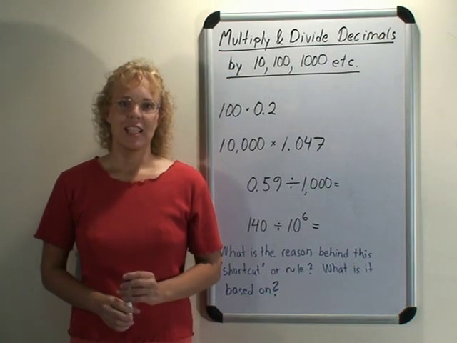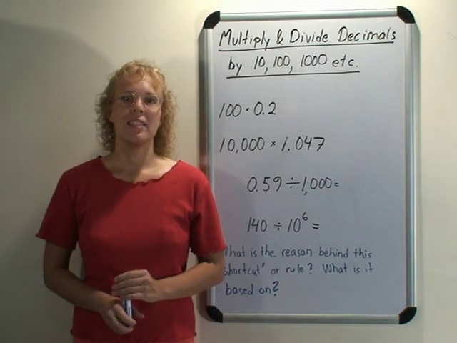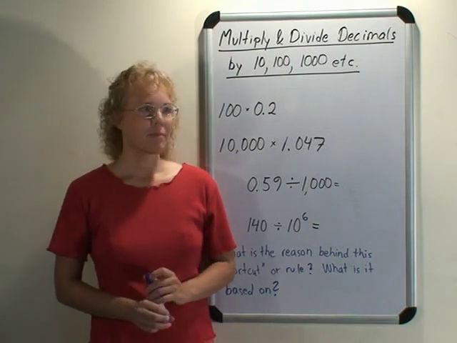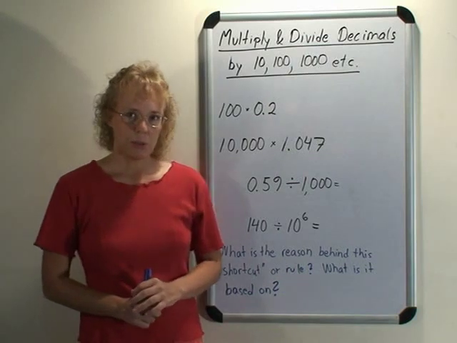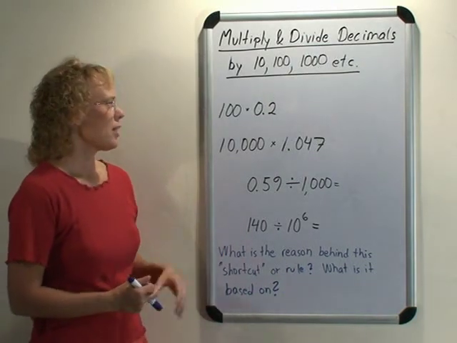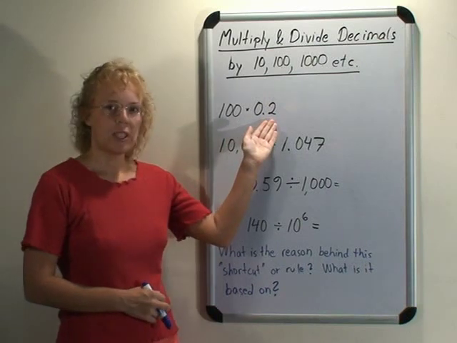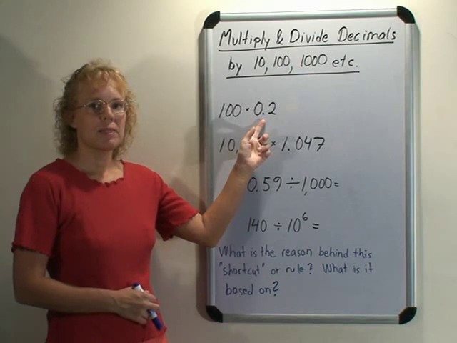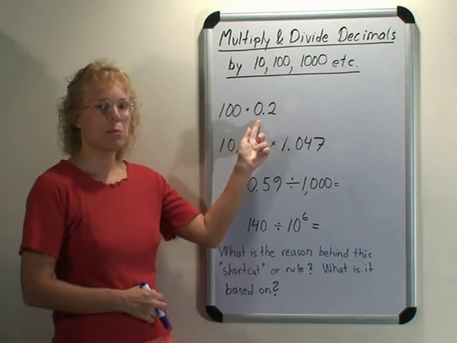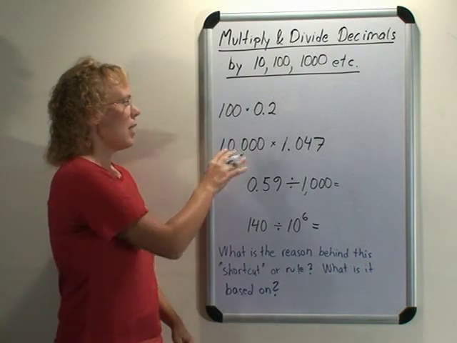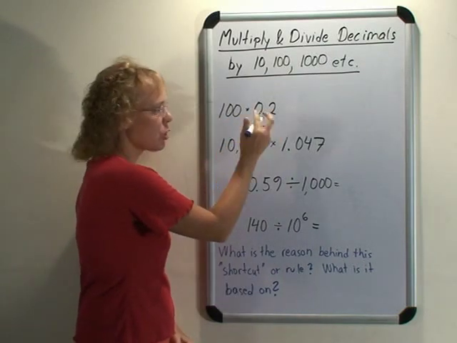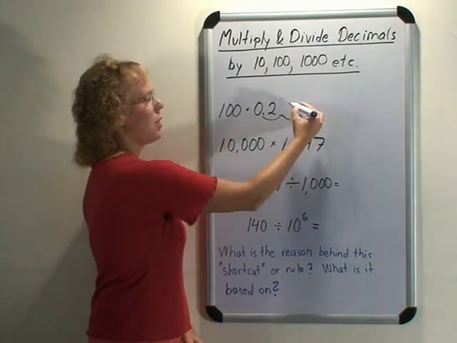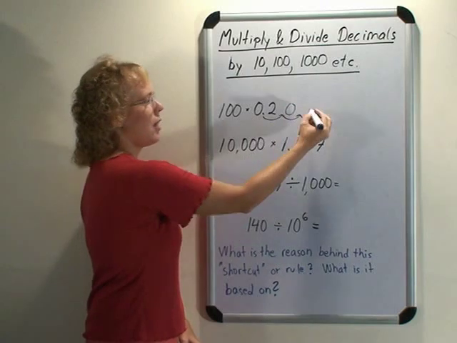In this video we are going to study multiplying and dividing decimals by 10, 100, 1000 and so on, or by powers of 10. The shortcut or rule we are told has to do with this. 100 times 0.2, we are told that we are to move the decimal point in this number. However many zeros are here, that's how many steps we move it. And so 2 zeros and 2 steps. The decimal point moves 2 steps like this. And so we need to put a 0 here. And the answer is 20.